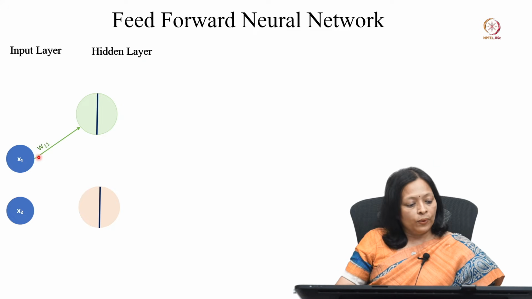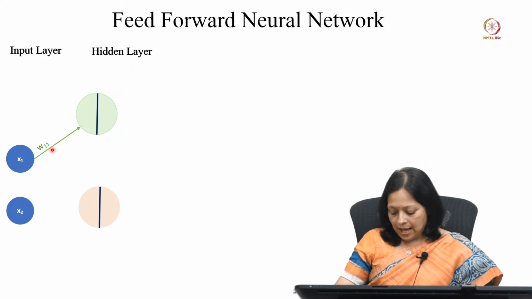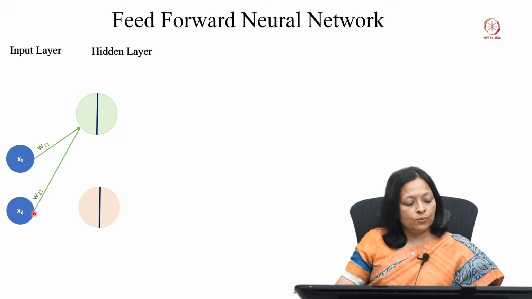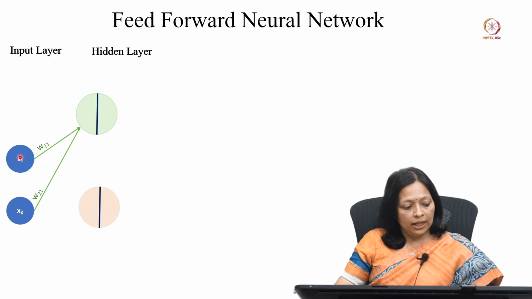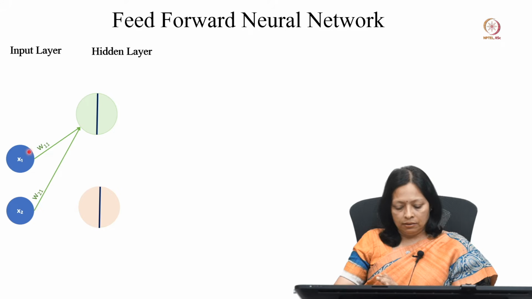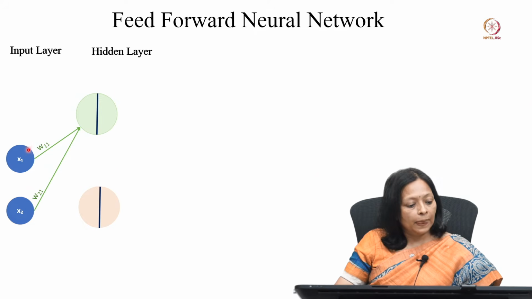You see, the weight associated with the input neuron x1 is W11, and the weight associated with the input neuron x2 is W21. Just keep an eye on the nomenclature, how we are naming these weights. It is from where it is going to whichever neuron it is going. This is the nomenclature we will be using in our lecture. W11 means it is going from X1 to the first neuron in the hidden layer. W21 means it is going from X2 to the first neuron in the hidden layer.